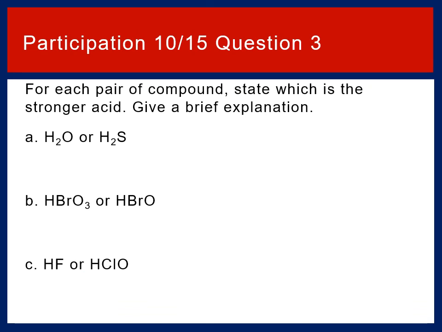Participation 1015, question 3. For each pair of compounds, state which is the stronger acid. Give a brief explanation, basically just why. So I have first H2O and H2S, then HBrO3 or HBrO, and finally HF or HClO. This is the third question on participation 1015. That is due Friday, October 15th at 11:55 p.m. over on Blackboard. You can find a link to the assignment right below links to these videos. Again, for each pair of compounds, which is the stronger acid, and just give a brief explanation: H2O or H2S, HBrO3 or HBrO, and HF or HClO.